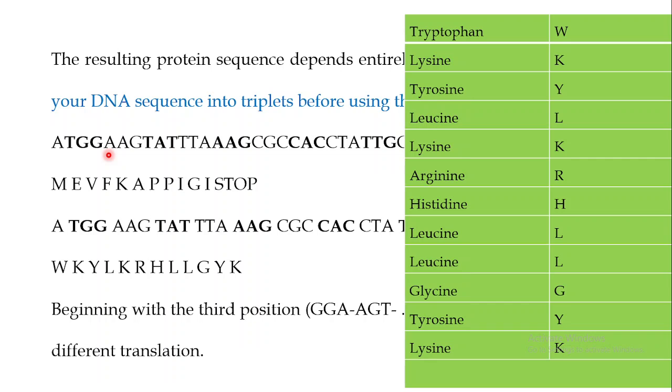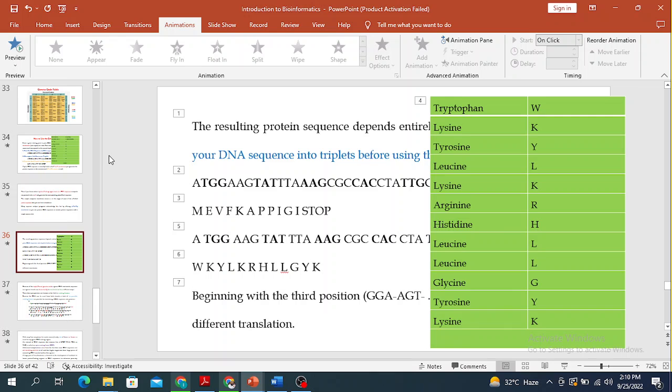So it's important to identify the starting point in your DNA sequence for making the codons, because if you are making the codons from a different position, the amino acid sequence that you are going to get will be totally different. We will continue this discussion in the next video.